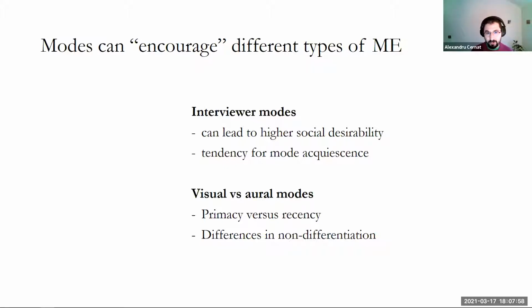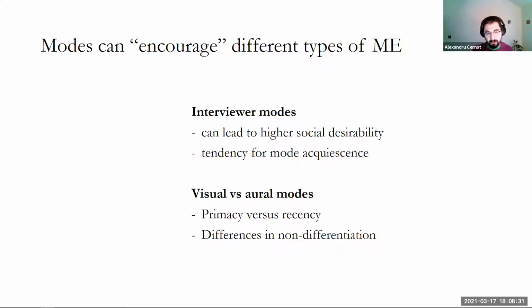Another important dimension in comparing modes is whether the mode is visual or oral. Visual modes would be something like mail or web. Oral modes would typically be face-to-face or telephone. Again, there can be combinations of these. For example, the European Social Survey would use an interviewer, but also have show cards for many of their questions, in which case you have a combination of visual and audio input.